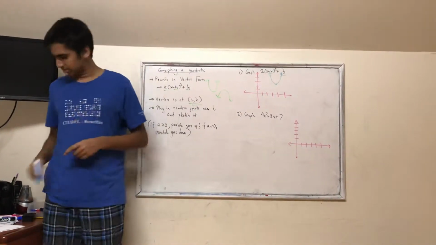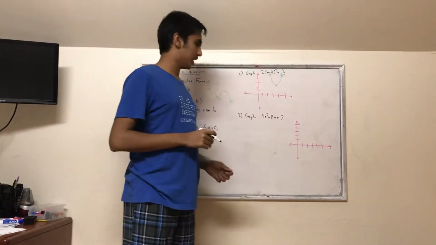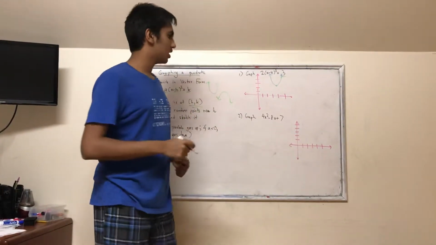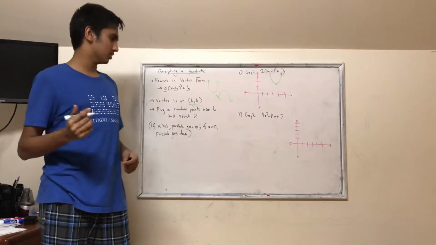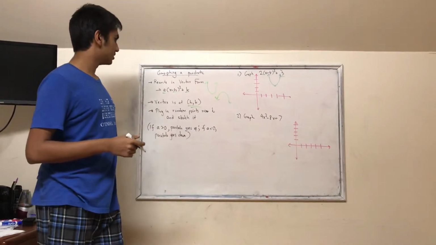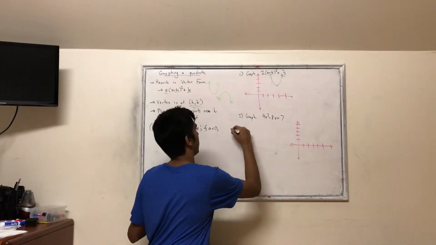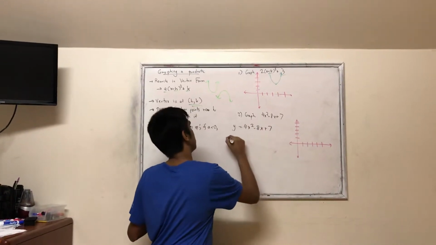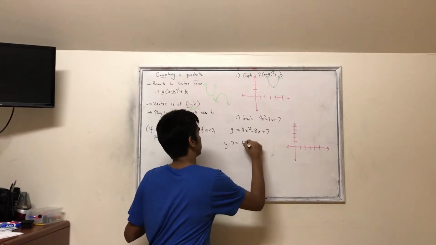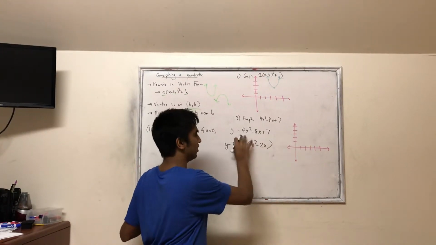The next one's a little bit more tough, mainly because you actually have to put it in vertex form. So let's go through how we do it. It's pretty similar to completing the square actually. So we have y equals 4x squared minus 8x plus 7. y minus 7 equals 4 times x squared minus 2x. Right, we're factoring out the 4.